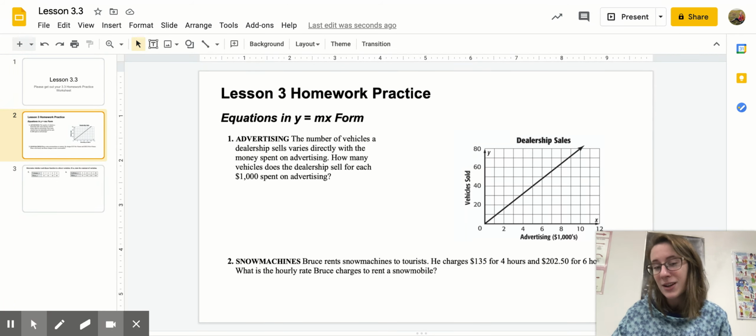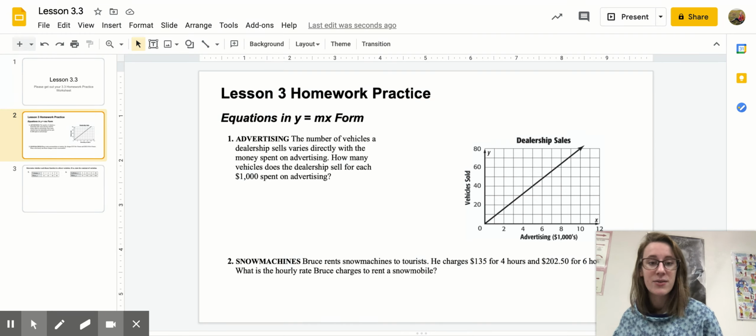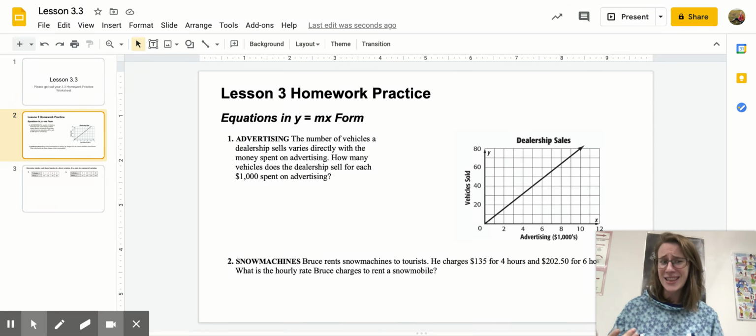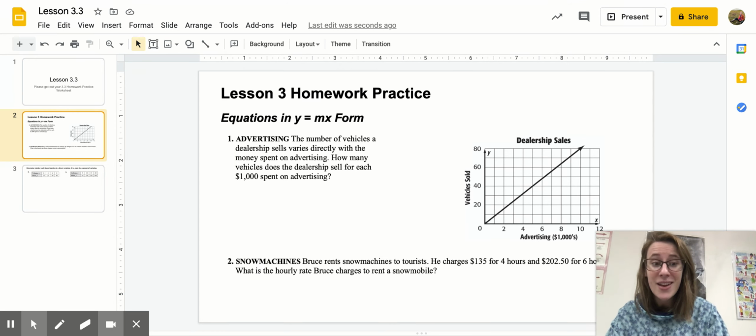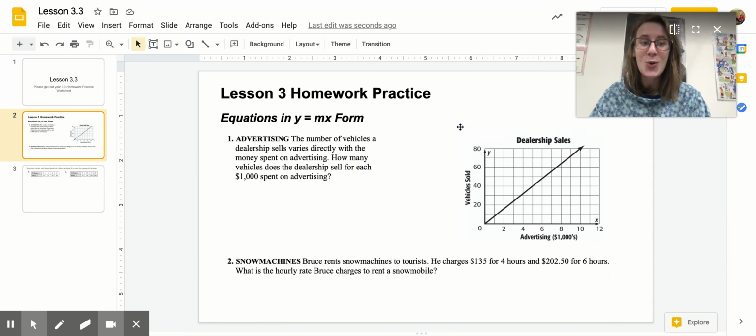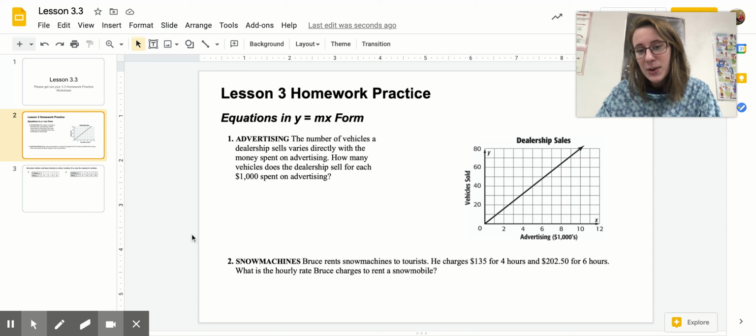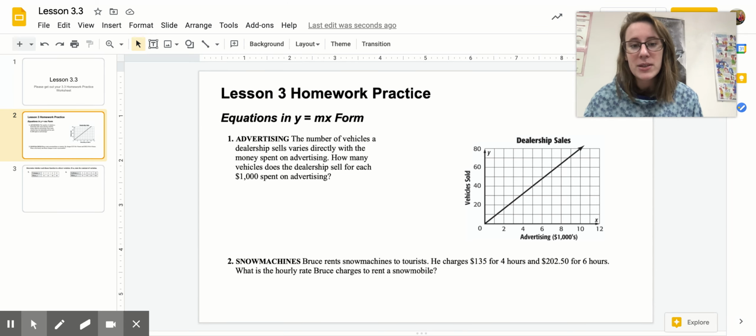So on your homework practice worksheet, we're going to be talking about equations in that y equals mx form. We're going to be talking application problems, which is really quite helpful when you're talking about real world. You're going to take this and apply it into everyday life. So the first one is a problem about advertisements. It says the number of vehicles a dealership sells varies directly with the amount they spend on advertisements.